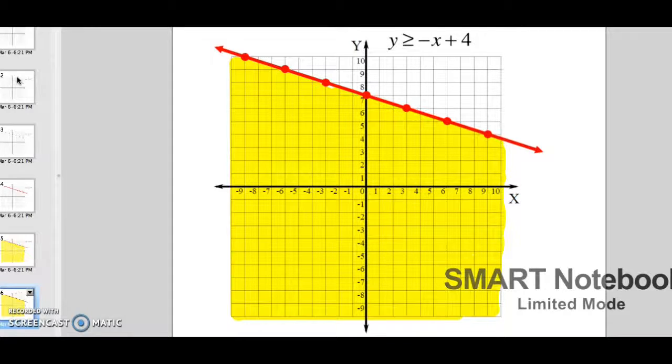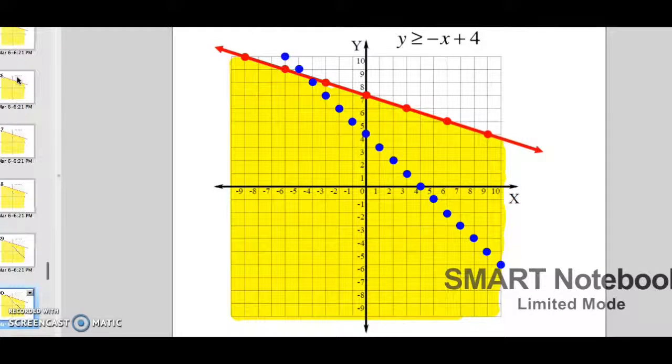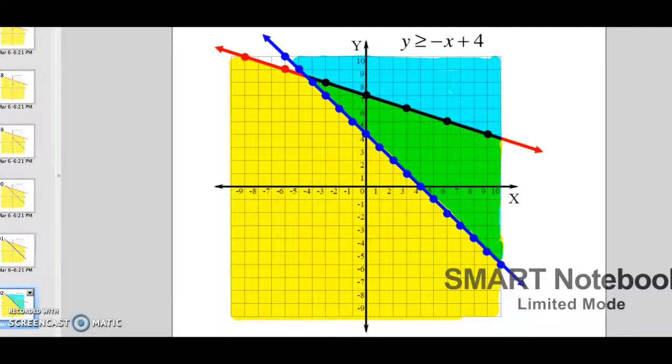My second one has a y-intercept of 4 and a slope of negative 1. So I start at 4. Negative 1 means I go down 1 to the right 1, and I do that till I reach the edge of the graph. Then I reverse it by going up 1 to the left 1 from 4 until I reach the other edge of the graph. Since that is also an equal to inequality, I will have a solid line. Greater than means I shade above the line, and the overlapping green part here is my solution.